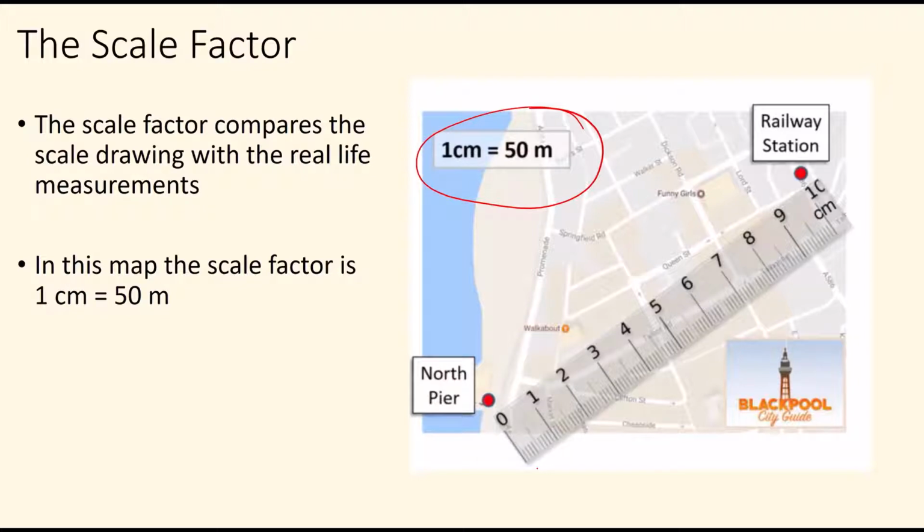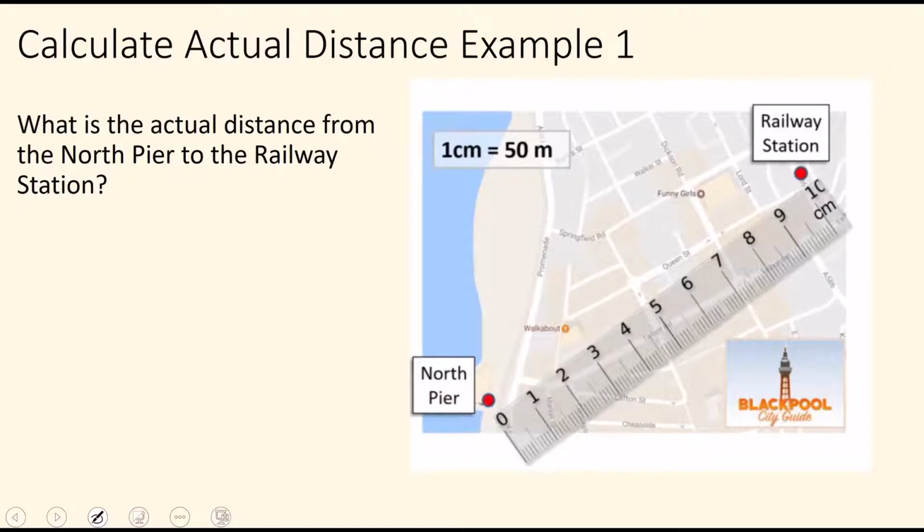There's a ruler on here because it was on the starter, but I don't know if you've got a ruler at home. I have no idea. Most of you will, but just in case, I'm not relying on you having a ruler. So let's actually work it out. What is the actual distance from the North Pier to the railway station? So the North Pier is in the bottom left hand corner, and in the top right hand corner there's a railway station. So we've got a ruler on the map, so we're going to use that ruler to measure the distance between the two red dots, and it happens to be 10 centimetres.